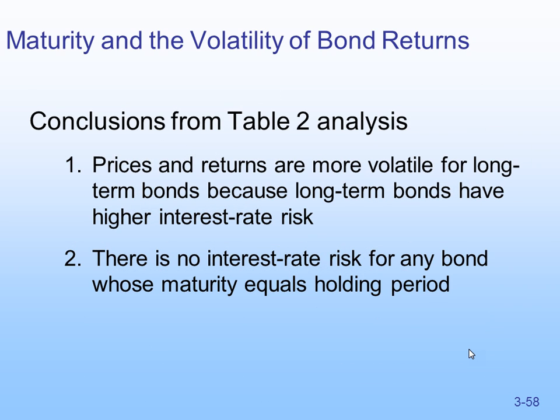Okay, so in general, prices and returns are more volatile for long-term bonds. This is also kind of a key concept. Long-term bonds have more interest rate risk. If you buy a 30-year bond, there's more risk that interest rates will change from when you bought it to when it matures. Longer-term bonds have higher interest rate risk. And there's no interest rate risk for a bond whose maturity equals the holding period. Now, number 2, if you think about it really deeply, does anybody have a question about that?